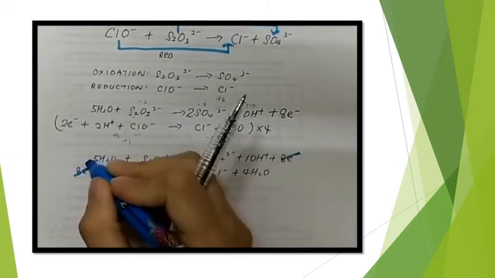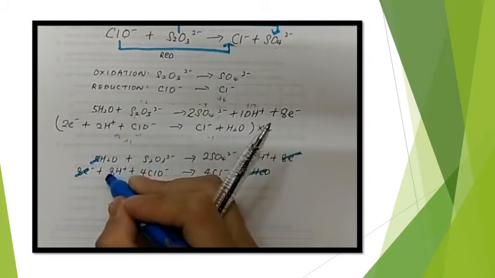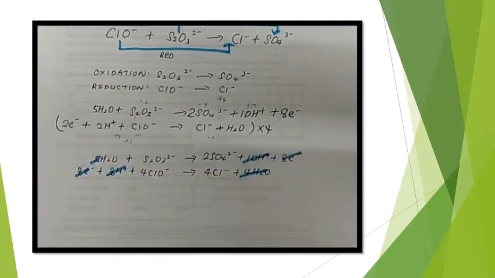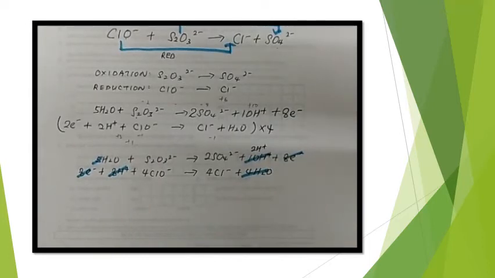Here 4, okay, remain 1 water. Then here 8, so here remain 2H plus. Here 2H plus. Okay. Anything else? Nothing. So I sum up first.